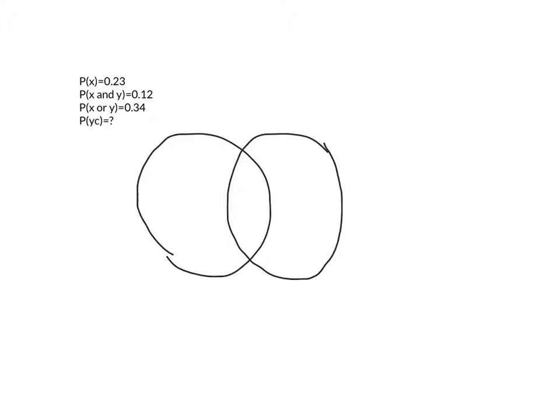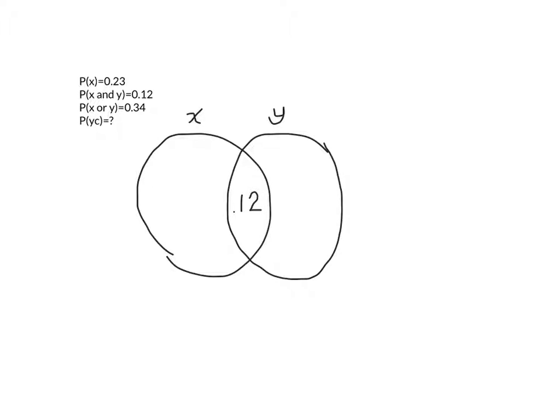So if I label this circle in my Venn diagram event X, and I label this circle in my Venn diagram event Y, then I know the probability that it is in both X and Y is equal to 0.12. And so I always put the intersection probability in a Venn diagram first.